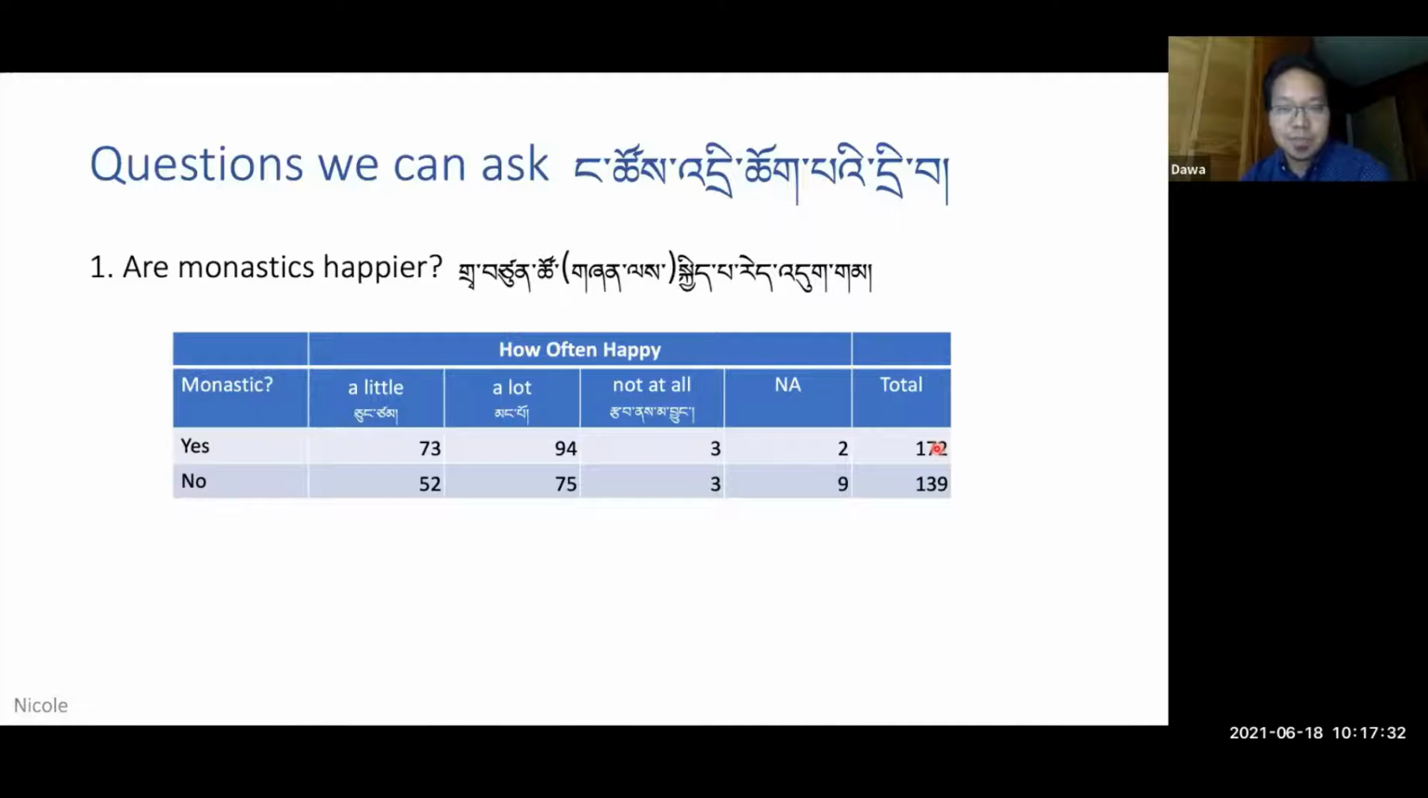And we can do the same thing for non-monastics. So the proportion of non-monastics who are happy a lot of time would be 75 divided by 139. I can't actually see that number. Robin's head is on top of it.